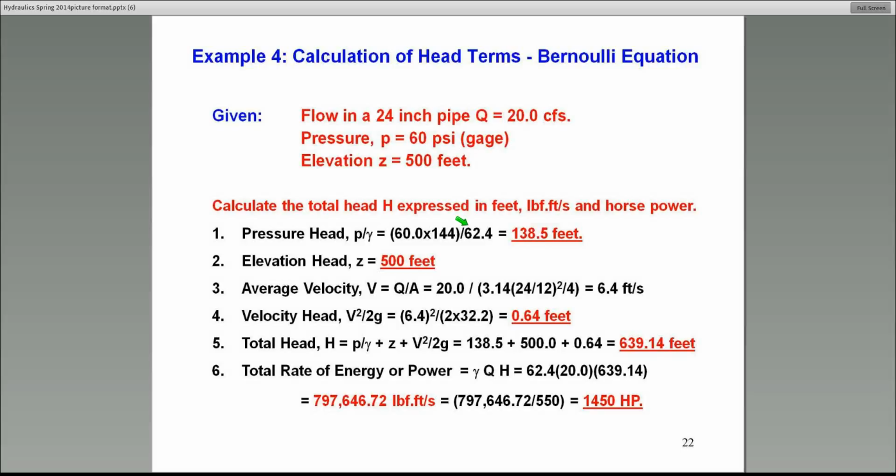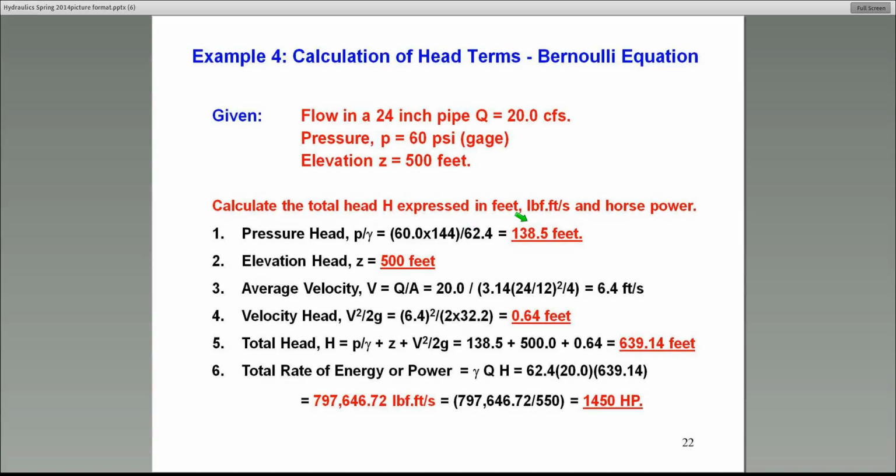This example is in US units. In SI units, you'll obviously have Pascal as the unit of pressure. It'll be in newtons per meter squared. So remember, you do the same calculation. You don't have to do this 144 thing because it's already given in pascals, consistent units. But the gamma of water is 9806. Remember the 9806 we saw in the previous example? That's what you use right here. That's the specific weight of water.